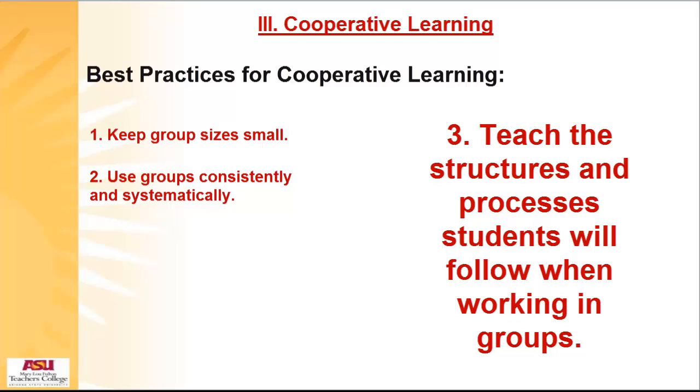Third, teachers must explicitly teach and have students practice the structures and processes they will follow when working in cooperative groups. There should be clear directions for how students are expected to move into and out of groups, and norms for how they are expected to behave while in their groups. All of these should be taught and modeled.